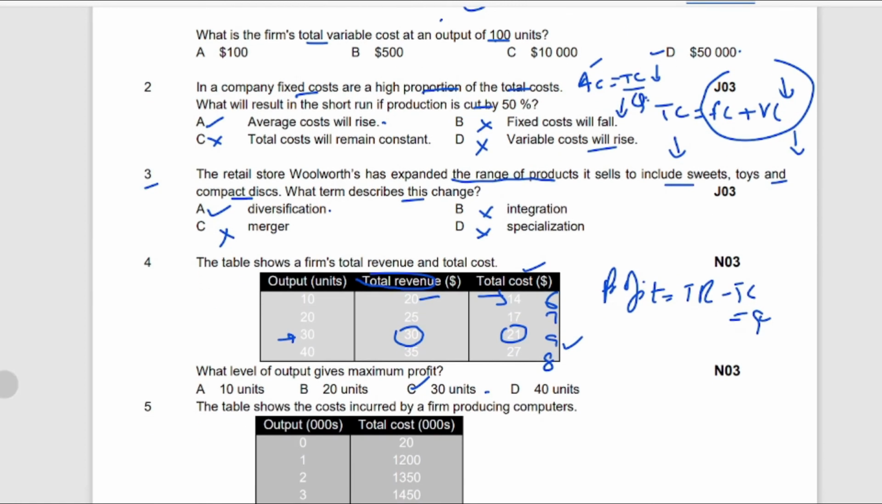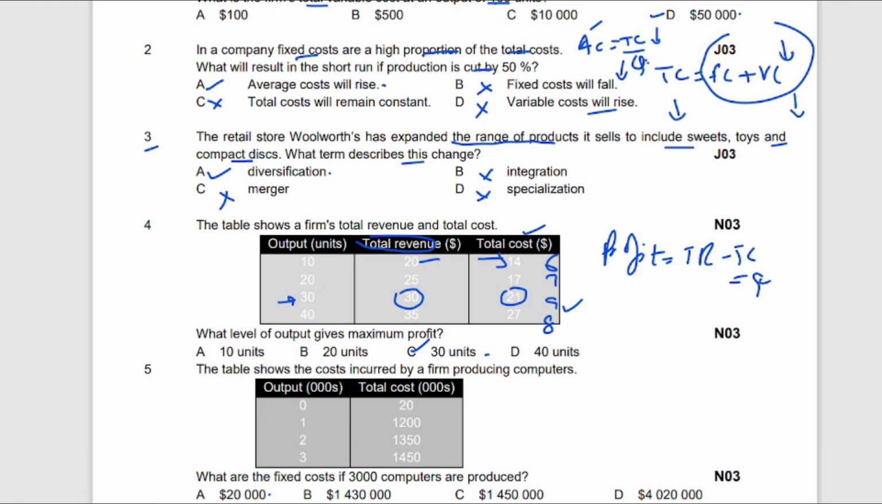And the next question is question number 5. The table shows the cost incurred by a firm producing computers. These are multiple outputs. What are the fixed costs if 3000 computers are produced? Keep in mind, fixed cost is a cost which we have to pay even if output increases or decreases or reaches zero level. So the cost which we pay at zero output is fixed cost. When we are producing nothing, we will be paying $20,000. All these figures are in thousands, so $20,000 will be paid even if output is zero. It clearly shows that this is fixed cost, so we will choose option A.